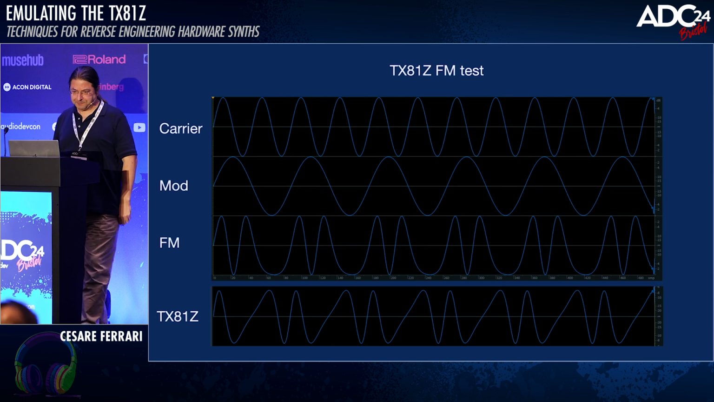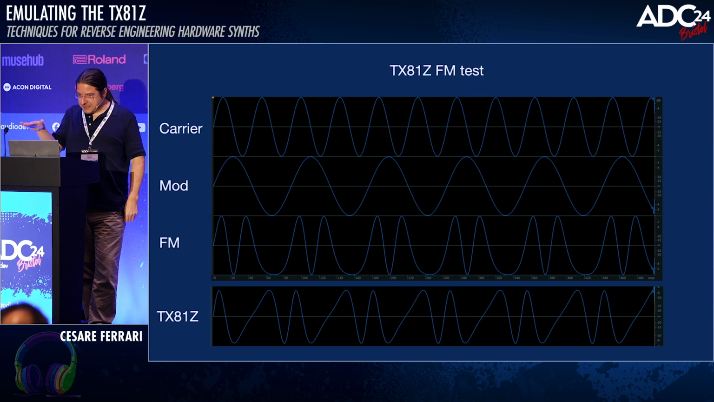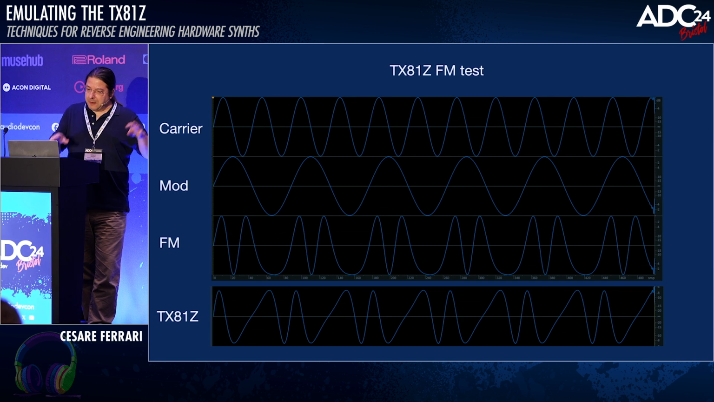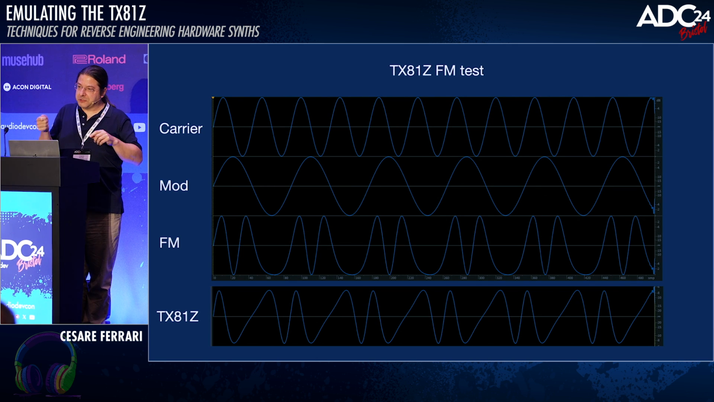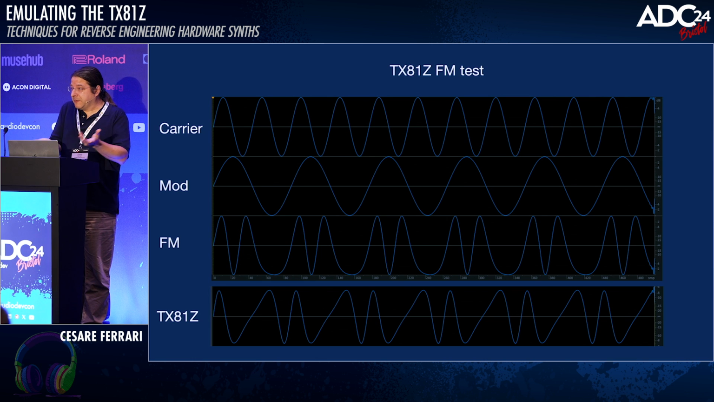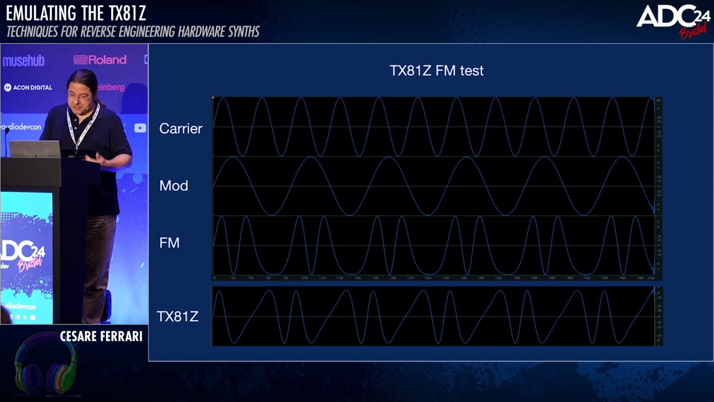And we get this. Carrier at the top, modulators, that's the 1 kilohertz and the 500 hertz. And then there's the FM signal. And it's wiggly like the TX81Z, but it doesn't look the same. Now, what I did was I tuned this by ear. So I turned up the amount of modulation, listening to it, until it sounded like the TX81Z. And it's kind of the same amount of modulation. But there's a difference here.